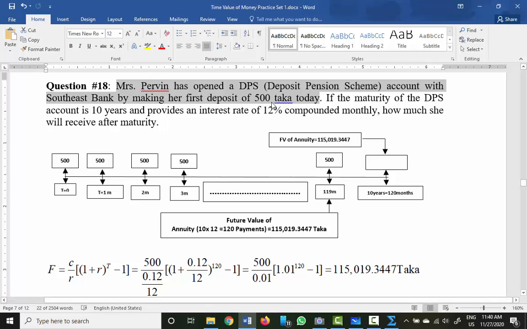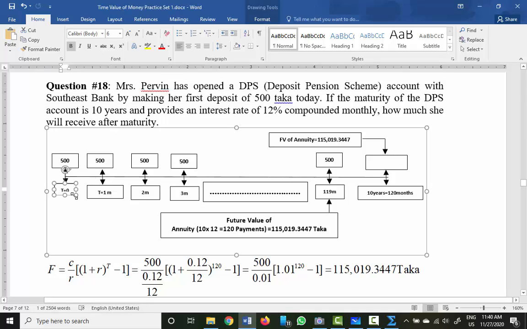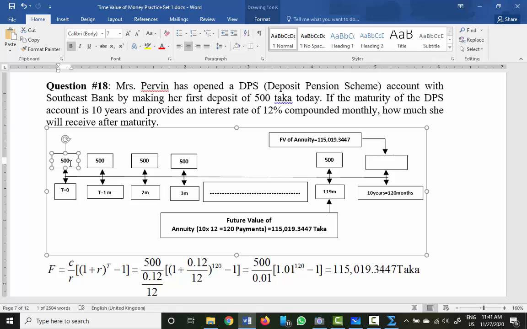So the first payment is not starting at the end of 1 month. Instead, the first payment is starting from today. So at period 0 you are making your first payment. So the annuity is starting from the beginning of the period, which means this is annuity due, right?